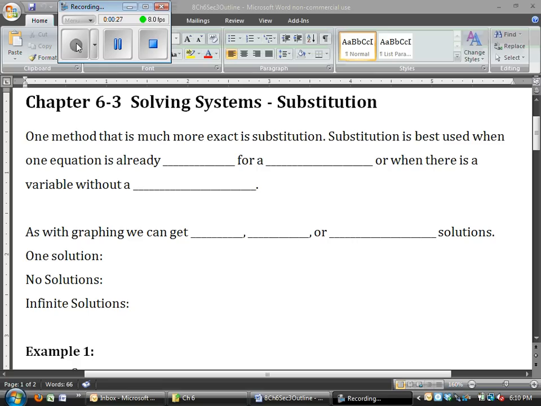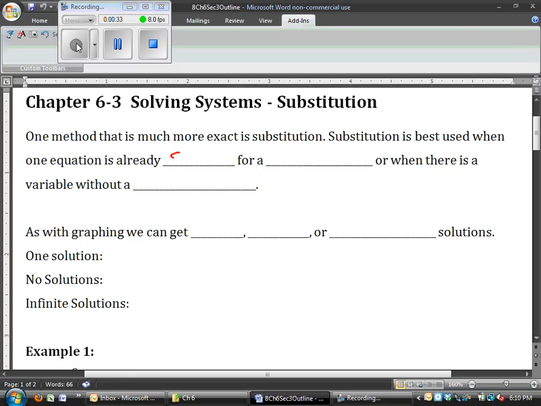So, substitution, when do we want to use that? It's best used when one equation is already solved for a variable or when there's a variable without a coefficient. Okay?